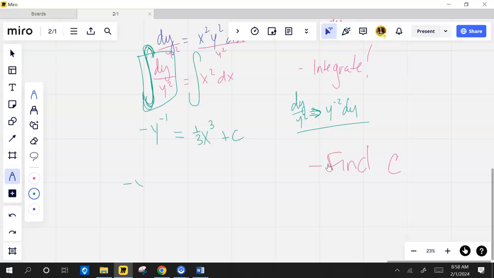All right, so we said 1 and 1, right? So negative 1 to the negative 1 equals 1/3, 1 cubed plus c.